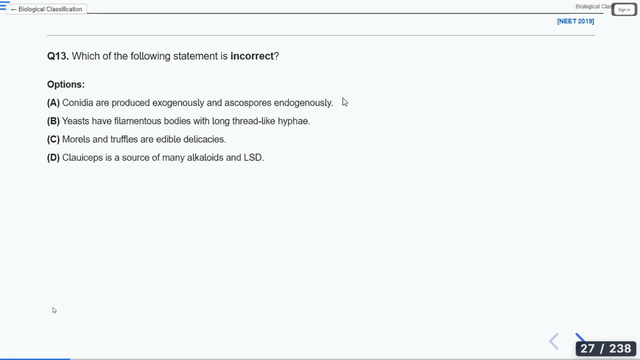Okay, which of the options are correct here? Let us sort that out. Then we can find which is incorrect. Are morels and truffles edible? Can you eat morels and truffles? Okay, B, C, D is correct. So morels and truffles are edible. Okay, that is correct.